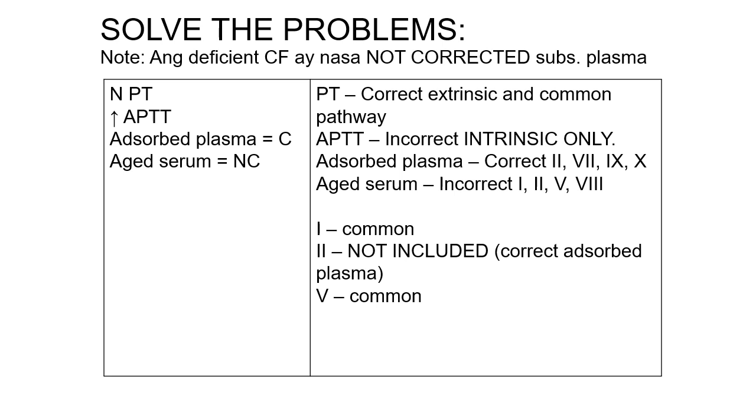Yung possibility na yan. 5, common pathway pa rin yan. Yung 8 is intrinsic pathway. So, the final answer, ano ang missing deficiency? It is the clotting factor 8. So, gets ba? So, meron pa tayong problem.